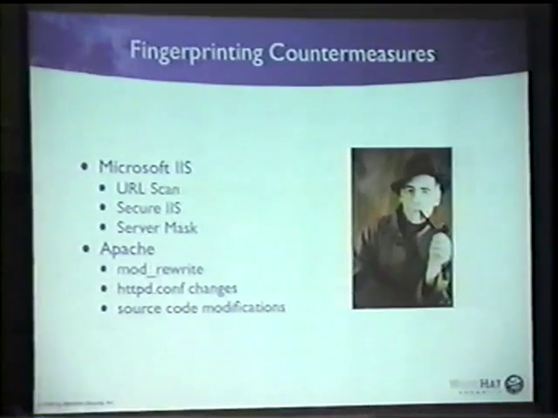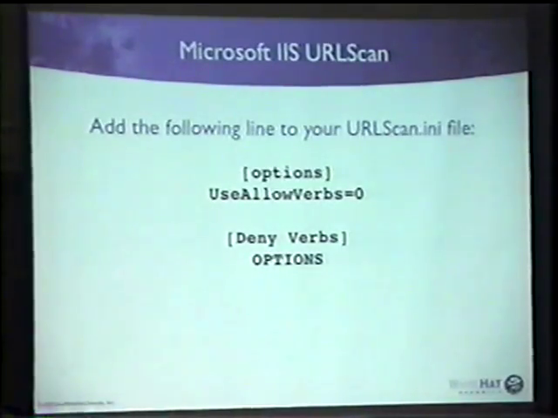So what are the countermeasures to this particular type of technology? What can you do to make sure somebody can't fingerprint you? Well, for IIS, we have URLScan. We also have Secure IIS and a commercial product by Port80 Software called ServerMask. On the Apache side of the world, we have mod_rewrite, some configuration changes, and also you can modify the source. And we'll cover a little of these in depth.